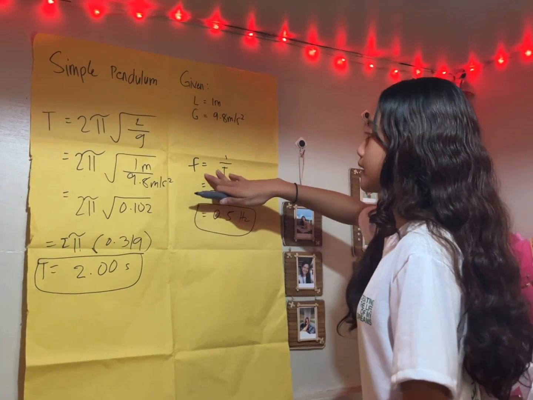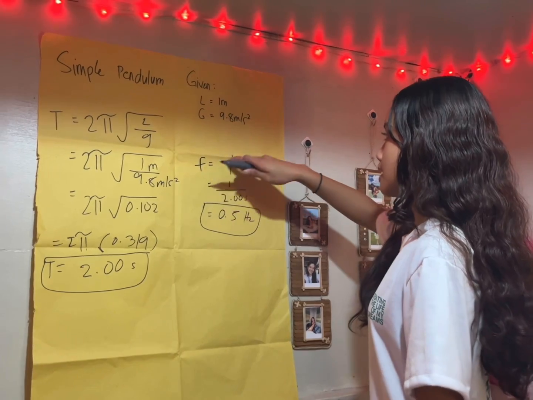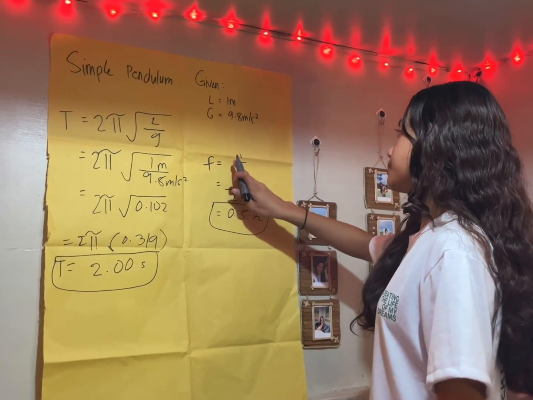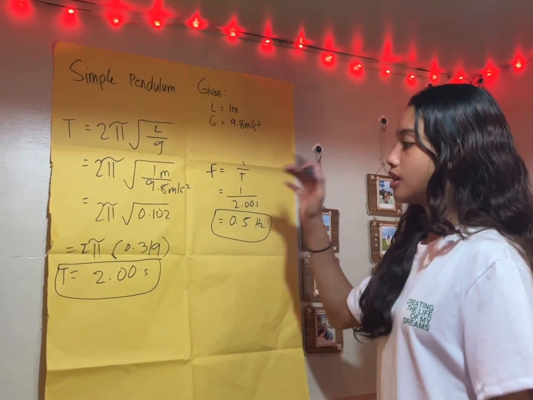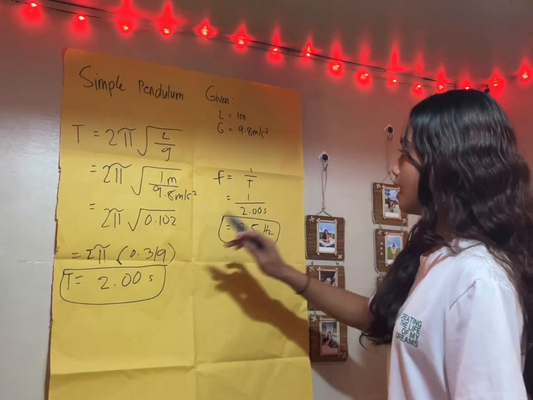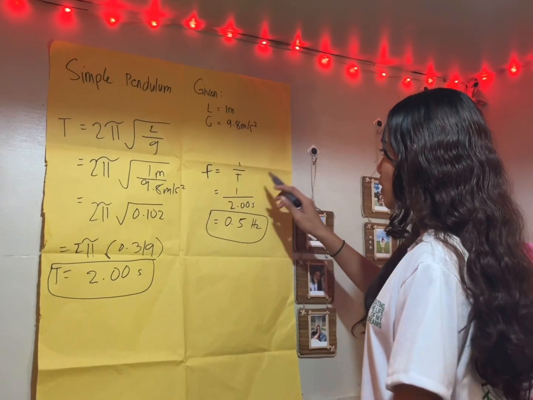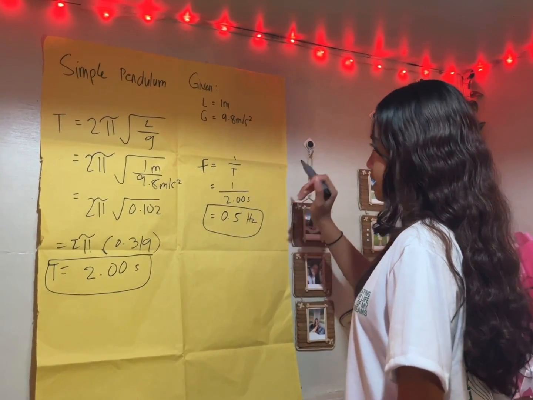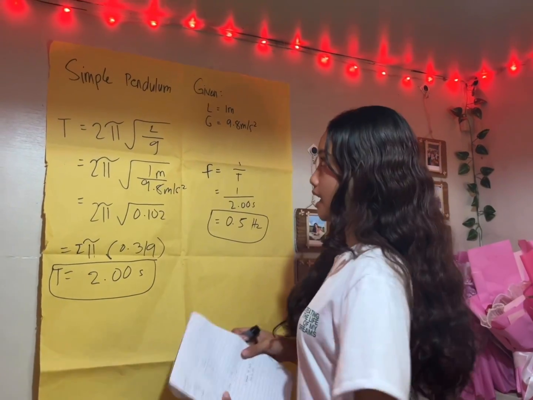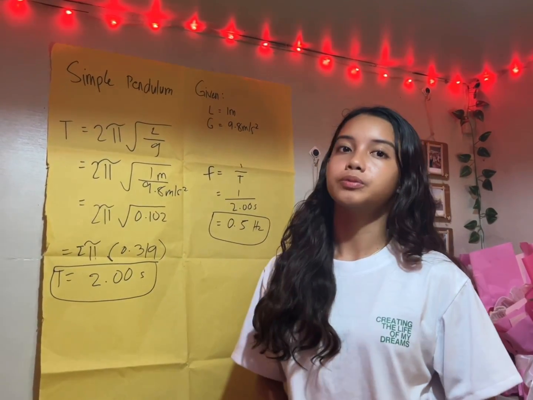Now we need to find the frequency. f is 1 over T, and our period is 2 seconds. As you can see, 1 over 2 seconds is equal to 0.5 hertz. So that's the answer to the simple pendulum problem that I stated.